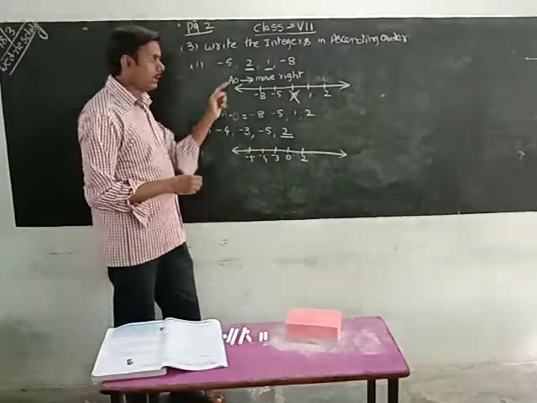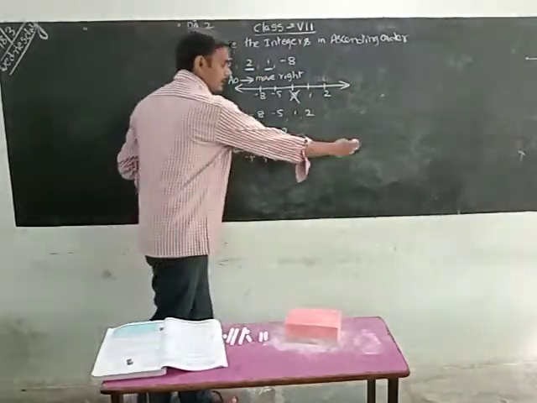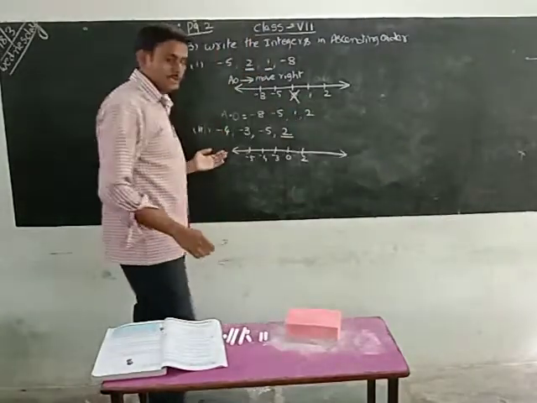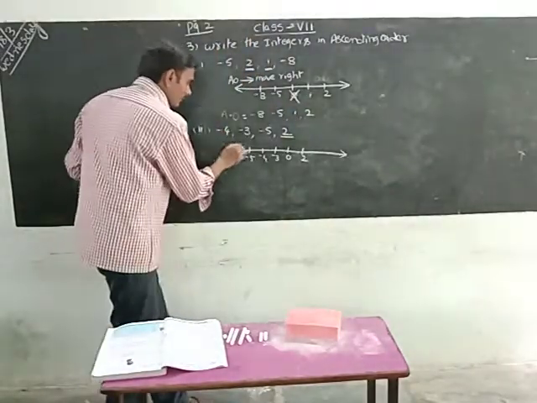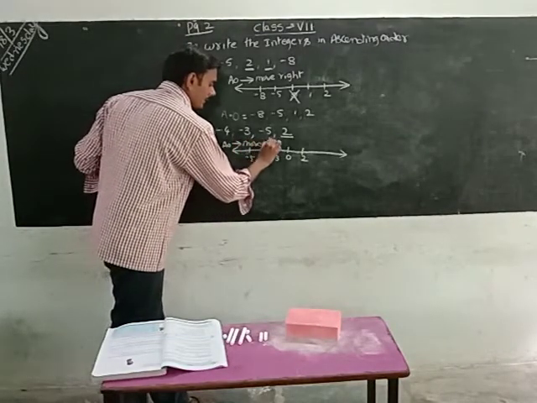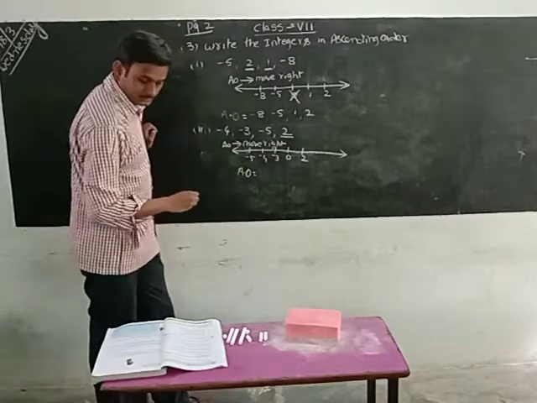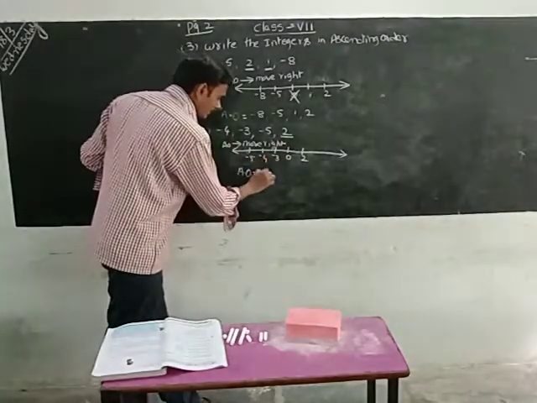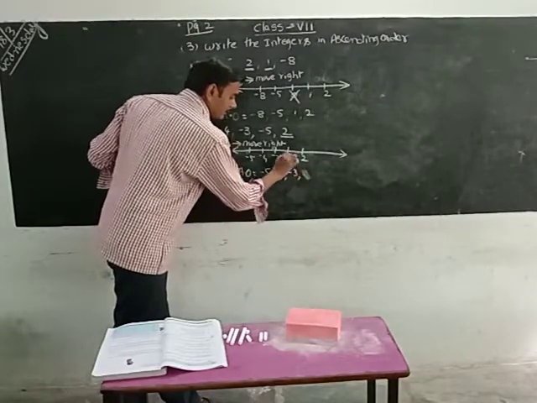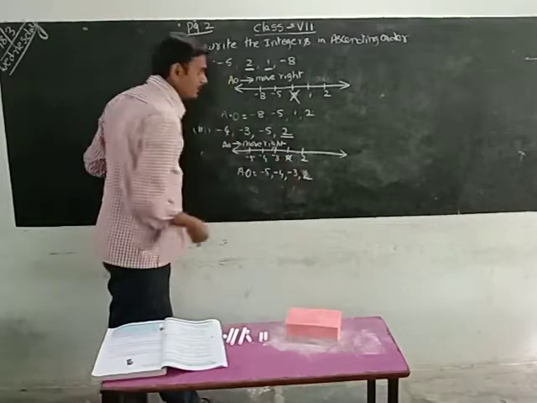Which order do we want here? Ascending order. Ascending order means move right. This is right, this is left. So we have to move right. Ascending order equal to minus 5, minus 4, minus 3. 0 is not there in the given list, so remove that one. 2. This is the answer.